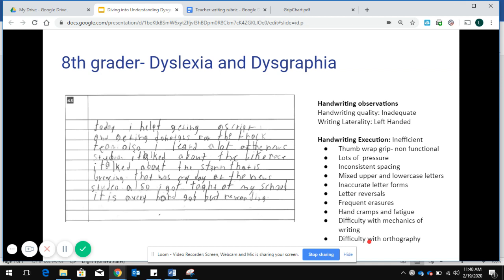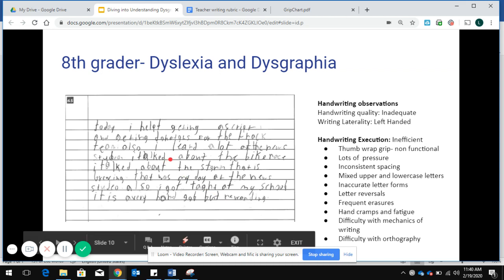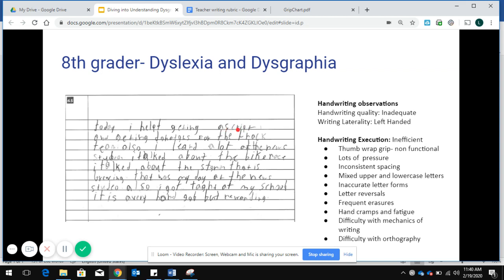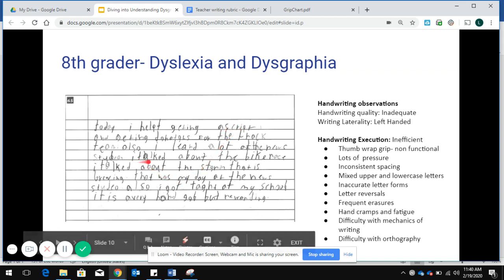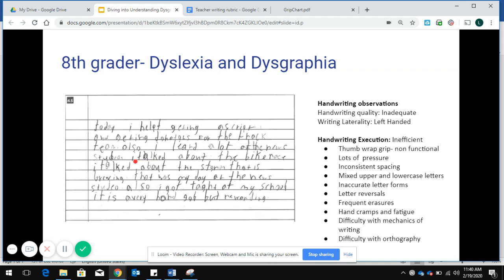So his pencil grip was non-functional. He put a lot of pressure on the pencil. His spacing is inconsistent. Let's look at that in here. You see? Here, this is 2 words. It's supposed to be a script, and it's all together. In here, I talked, and it's all together. Missing capitalization. There were some letter reversals, frequent erasures. This student complained a lot about his hand hurting and him being tired because of the writing demand.